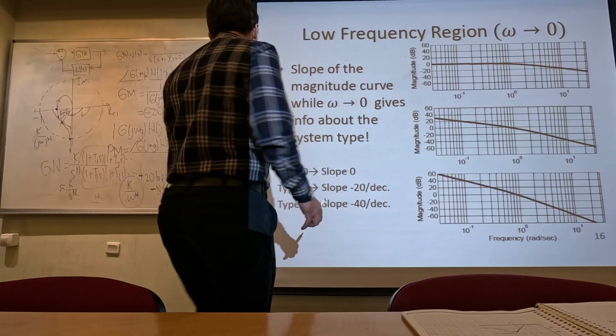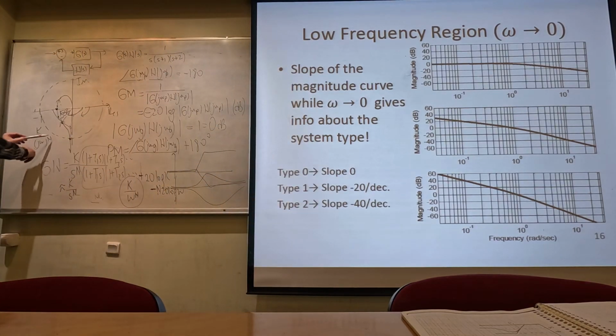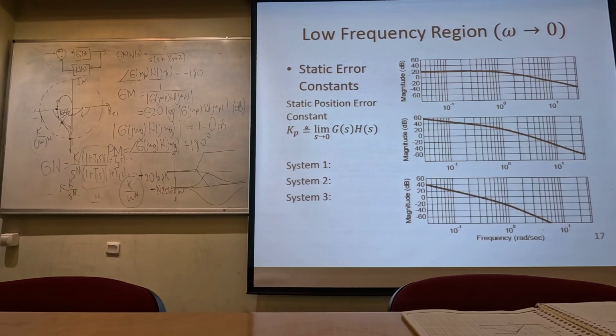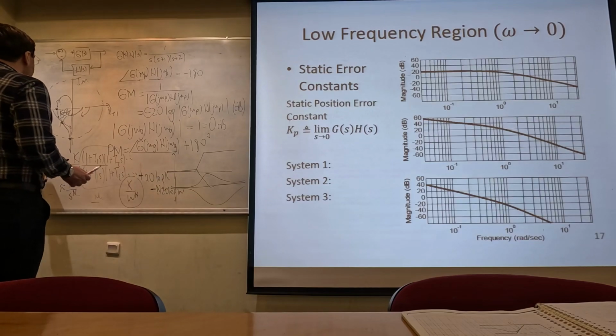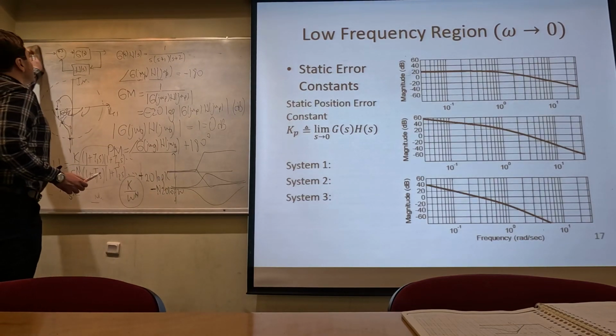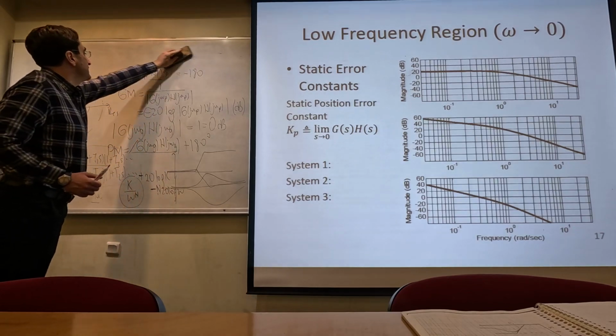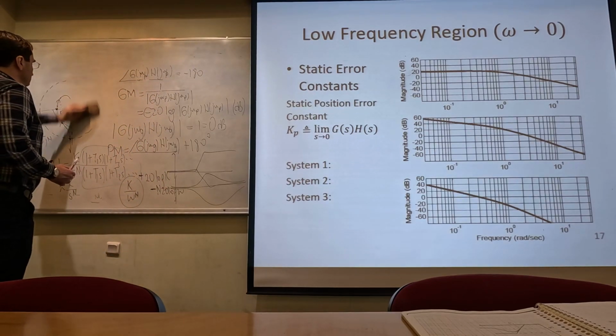And similarly, when you look at the phase, if the phase starts from minus 90 degrees at low frequencies, what is the type of the closed loop system? 1. So if the phase starts at minus 270 degrees, what is the type of the system? It's a type 3 system in that case. So here for the steady state analysis, we can determine what type of static error constants we have by looking at the Bode plots. Okay?